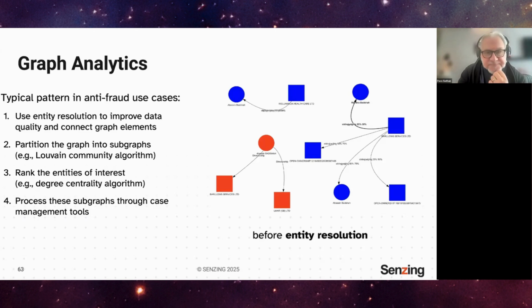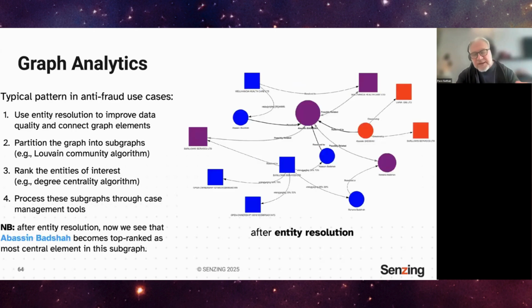I'll go to the next slide. Because by virtue of running entity resolution, all the parts connect together. And so now after you've done your partitioning and you do centrality analysis, now you can see in the center, just like with PageRank, this one central character, Abbasin Badshaw, who actually was the ultimate beneficial owner for this fraud ring, he bubbles up to the top. Previously, he had not been as prominent, but now, by virtue of running graph algorithms on this, you can really get a clear view at human scale.